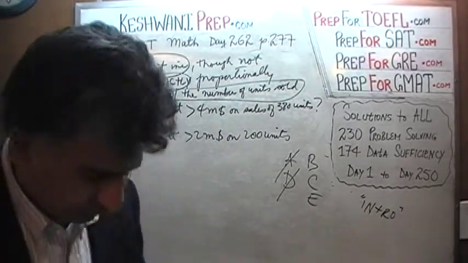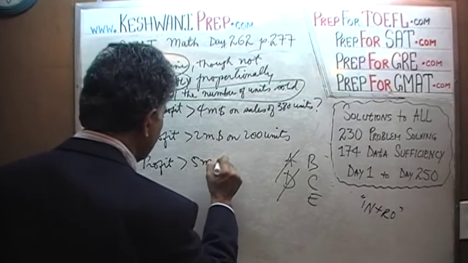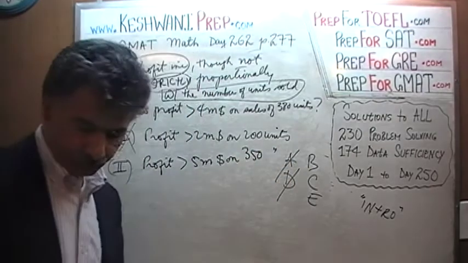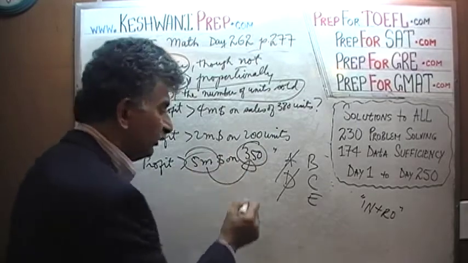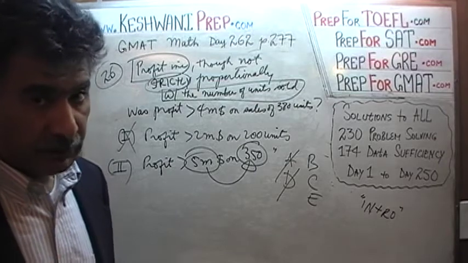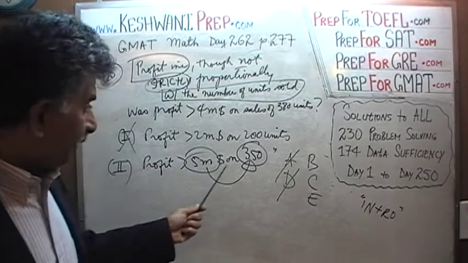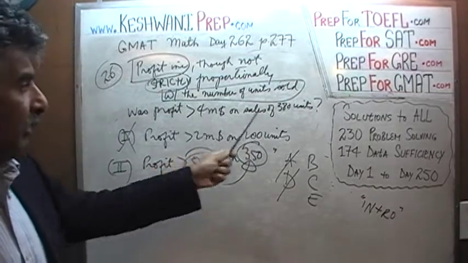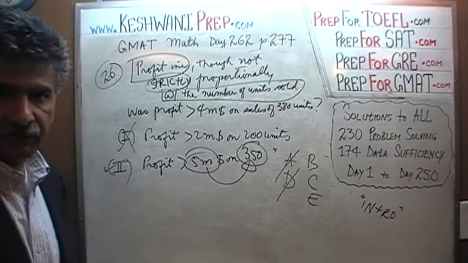Let's look at the second statement. The second statement tells us that the profit is more than 5 million on 350 units. Well, what do you know? If we have already hit a profit of 5 million by the time we sold 350 units, and we are not selling anything at cost or at a loss, so each time we sell one more unit our profit does go up, then obviously the profit has to be more than 4 million by the time we hit 380. Second statement by itself is enough.